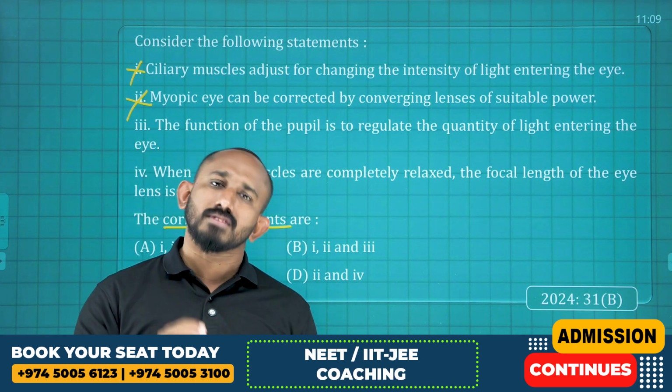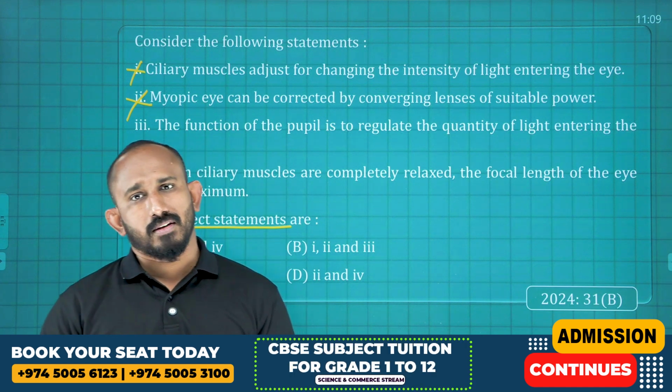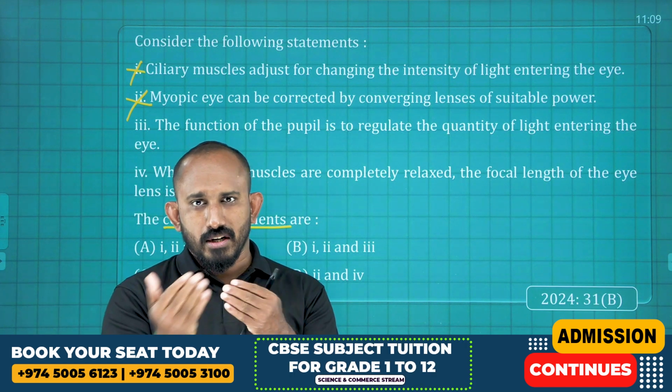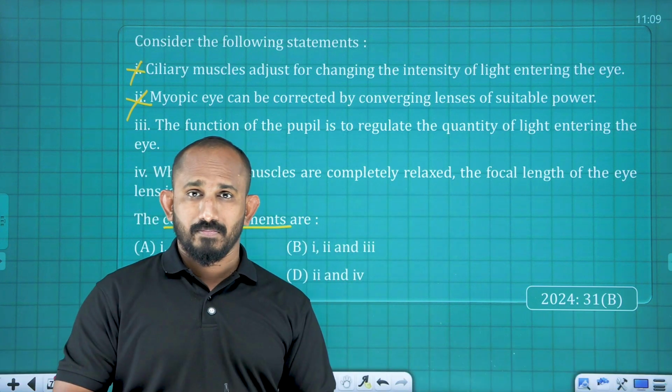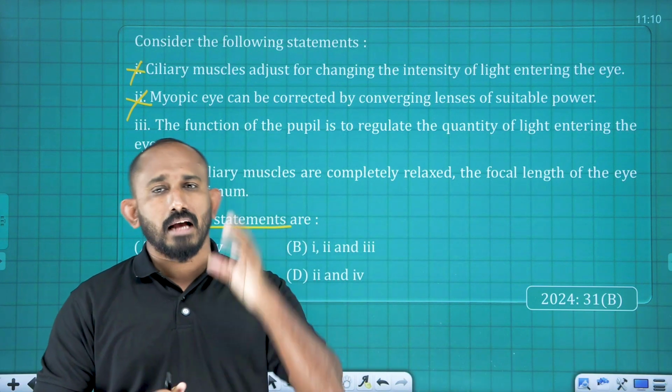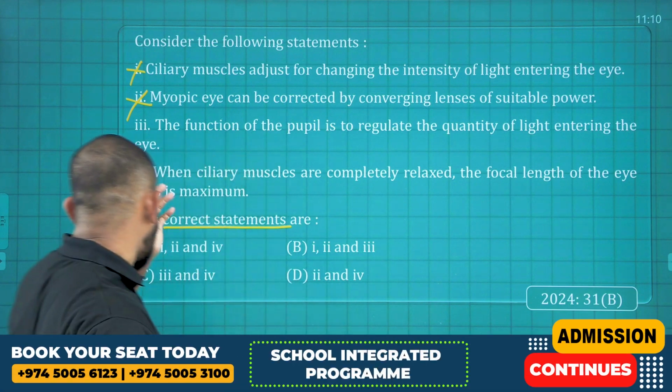So giving rest to the eye means giving rest to the ciliary muscles, one way of saying. If you're watching the monitor continuously for 10 minutes, just in between, give a break and look at far away objects, because the ciliary muscle gets relaxed. So that's also correct.